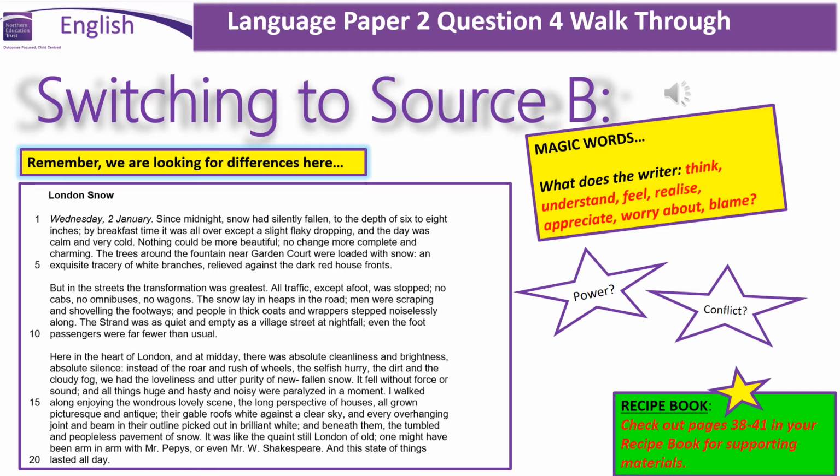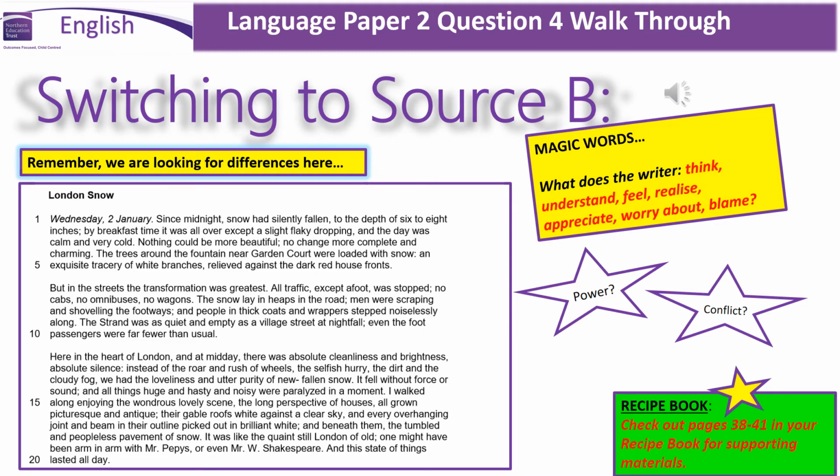So at this point, this writer thinks that the snow has had a positive impact on London because it's been a great transformation. There's no traffic. So all of the hustle and bustle and the pollution has stopped. Now he refers to people in thick coats and wrappers and people shoveling the footpaths. But at this moment, he is not worried about anything. He is enjoying this scene, and it's completely different to the writer in source A.